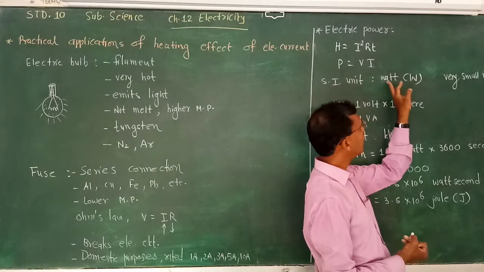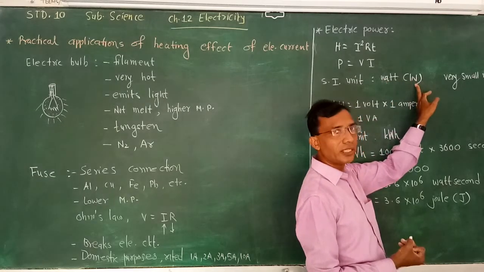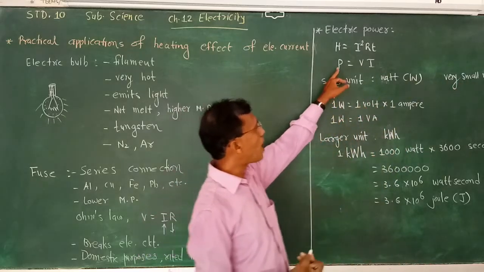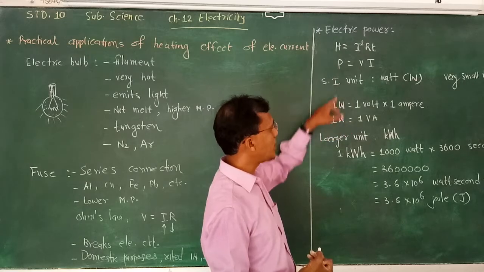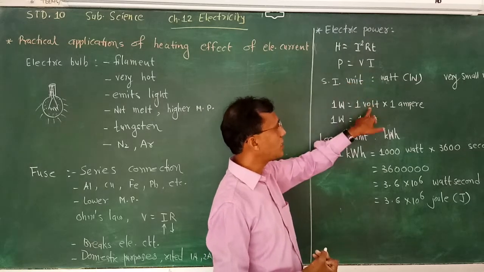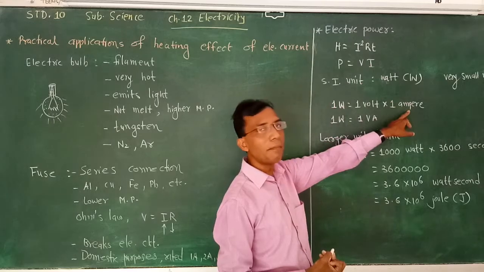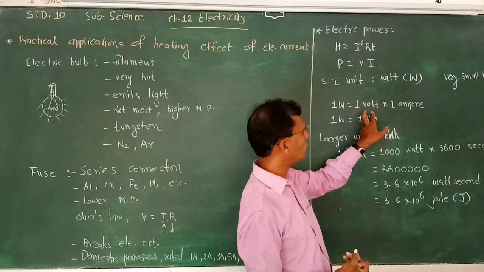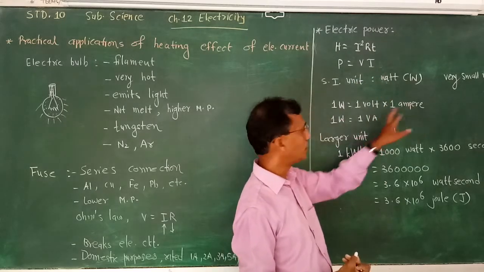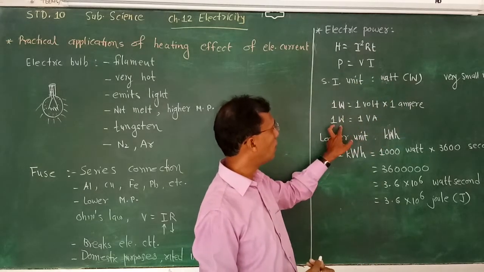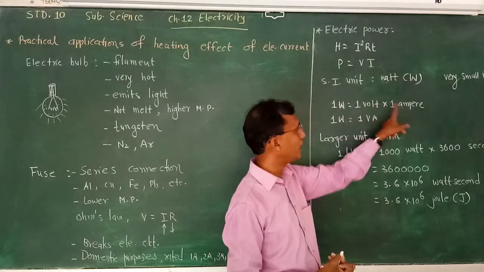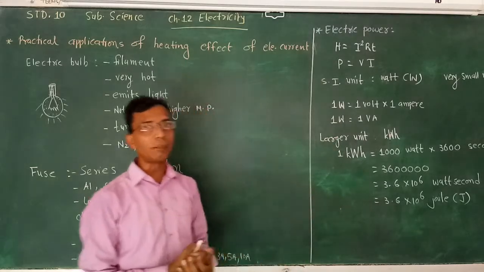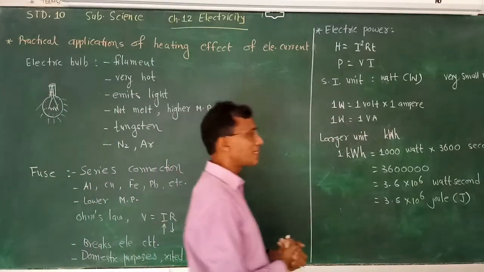It is a smaller unit. The symbol is capital W, and it is a very small unit. Power is measured in watts, with potential difference in volts and current in amperes. So 1 watt is equal to 1 volt multiplied by 1 ampere. So 1 W, that is 1 watt, is equal to 1 VA, volt ampere. The larger unit used in practical applications is the kilowatt hour.